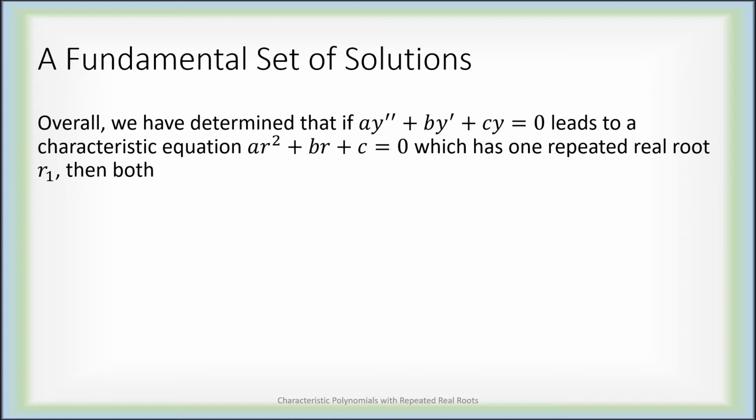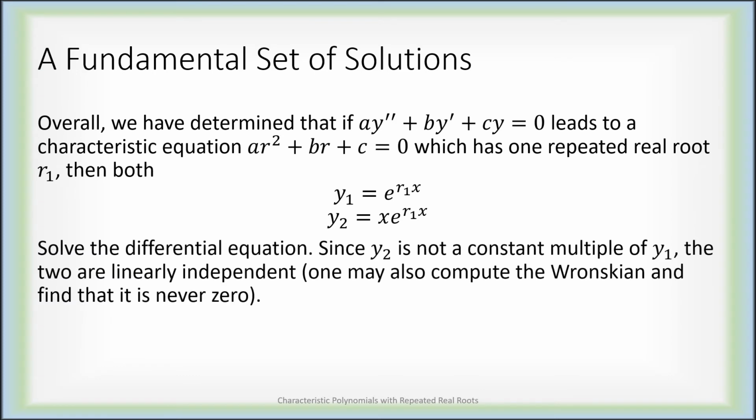Overall, what do we have? If the original expression ay double prime plus by prime plus cy equals 0 gives you a characteristic equation that has a single repeated root of r1, then here's one possible solution to the differential equation, e to the r1x. But here's another one, x times e to the r1x. Both of those are going to solve the differential equation.